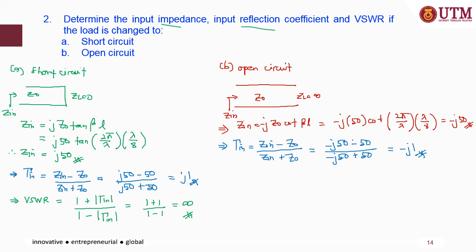Okay, lastly the VSWR for open circuit. So VSWR, same steps: 1 plus the magnitude of your reflection coefficient divided by 1 minus the magnitude of the reflection coefficient. So here, magnitude of negative j1, 1 plus 1 divided by 1 minus 1. So you should get the VSWR equal to infinity.